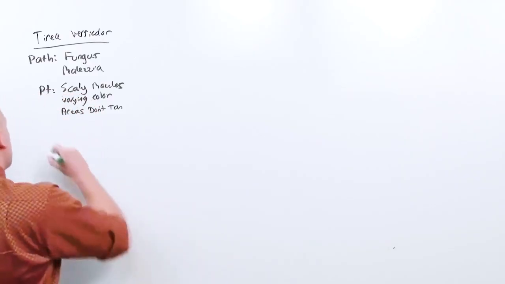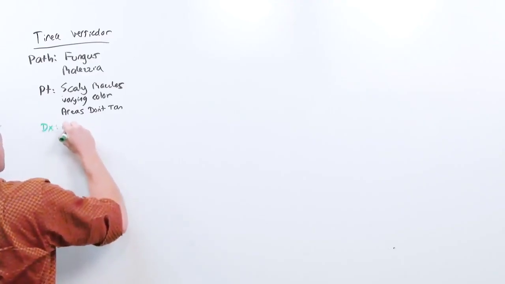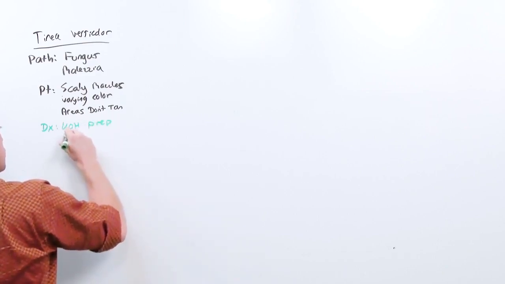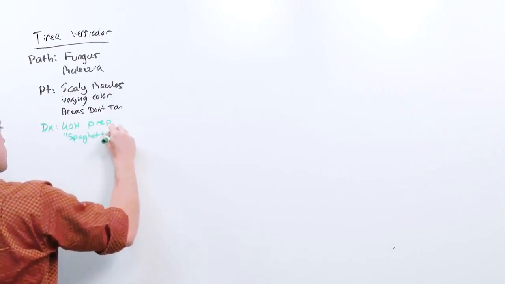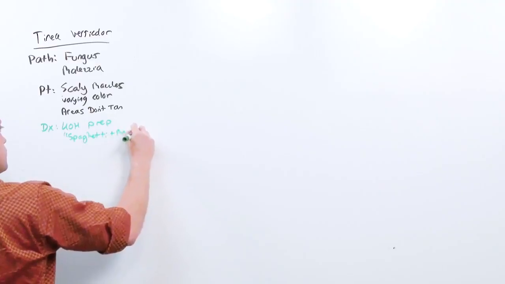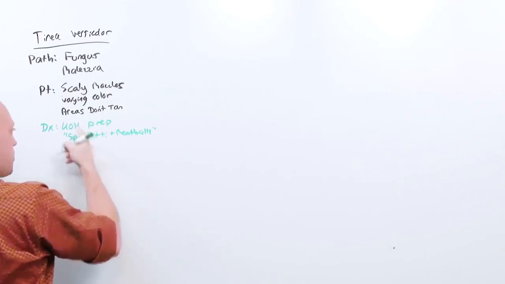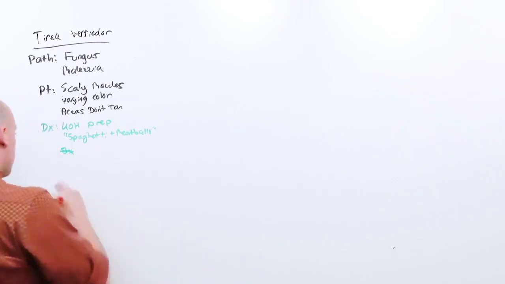To make the diagnosis, you want to take a sample of those scales and do a KOH prep. This is where you're going to see the fungus. What you're looking for is spaghetti and meatballs. You don't need to do a biopsy, just the scraping and the KOH prep will do it. You're going after the scaling region.